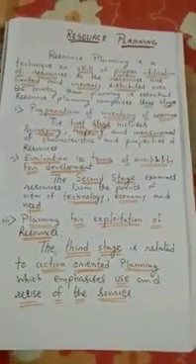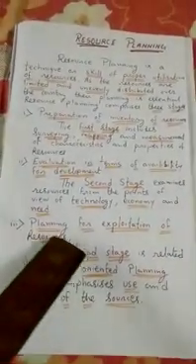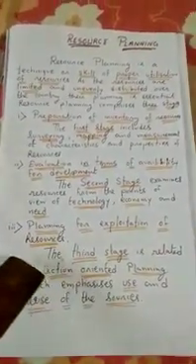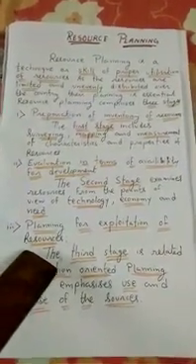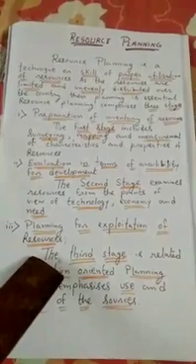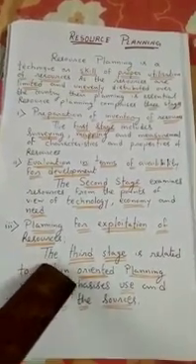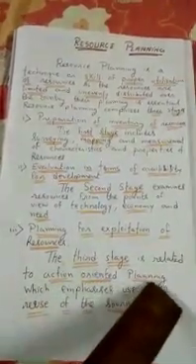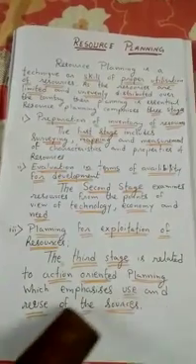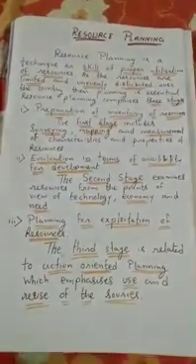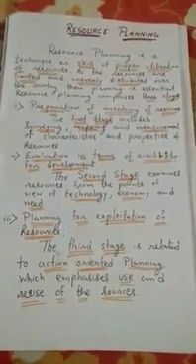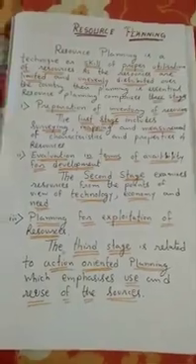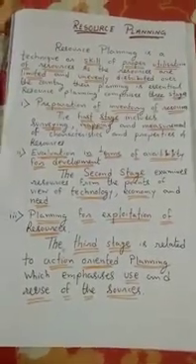All right, students. And the third one is planning for exploitation of resources. That means we have to use our resources in such a way that they will be useful for national development. The third stage is related to action oriented planning, which emphasizes use and reuse of the resources. That means we have to use the resources in such a way that all the people of the country will benefit from it.